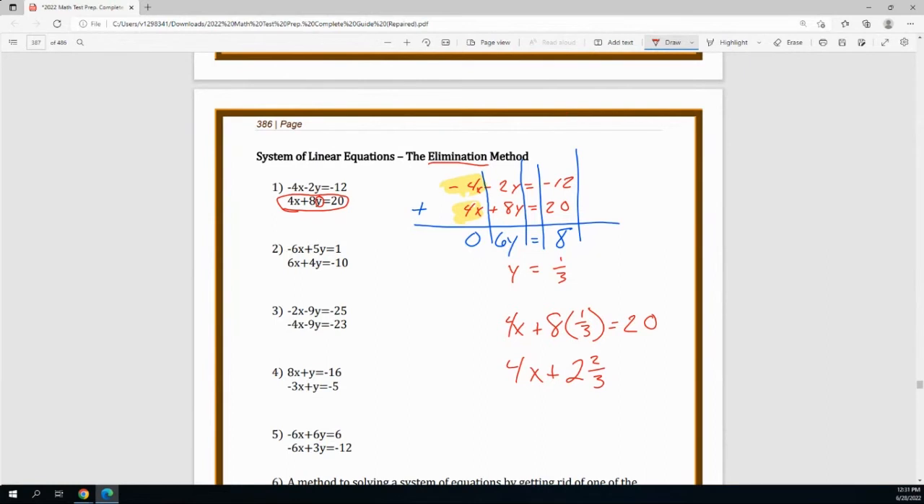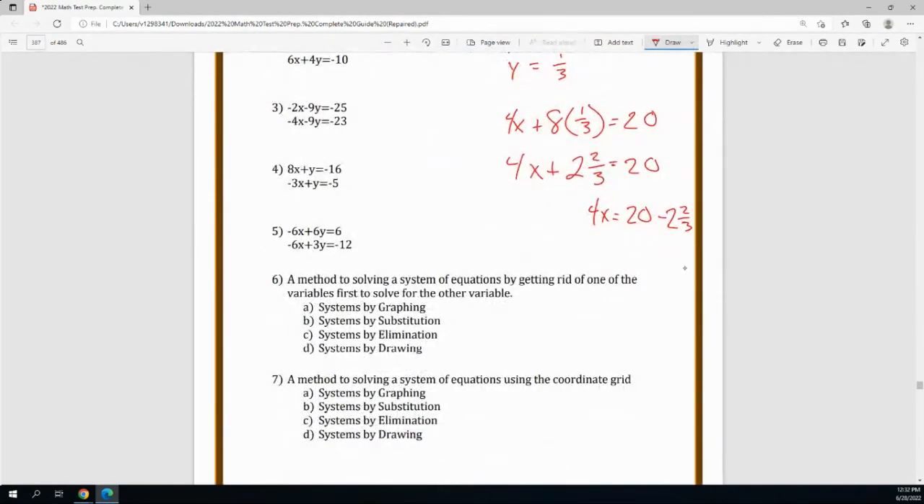Okay. So I want to solve this. I've got to keep solving it using my algebra. Remember, I'm solving for x. So I want to do the opposite of adding 2 2/3, which is subtracting 2 2/3. So 4x equals 20 minus 2 2/3. Again, that's going to give me 17 1/3. So I have 4 times x equals 17 1/3. Now I want to do the opposite of multiplying by 4, which is to divide by 4. So I'm going to have x equals 17 1/3 divided by 4.